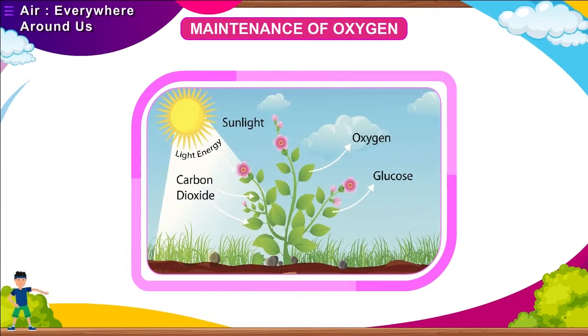The answer to this question lies with the green plants. Green plants take in carbon dioxide during the process of photosynthesis. It is during this process that the food for the plant is prepared. The end products of this process are glucose and oxygen. This oxygen is released into the air. This is how oxygen is balanced in the air.